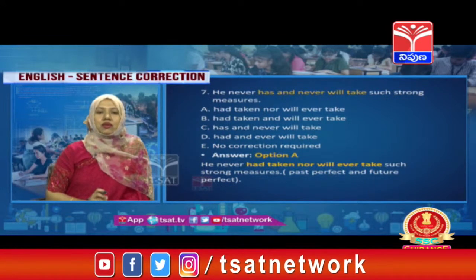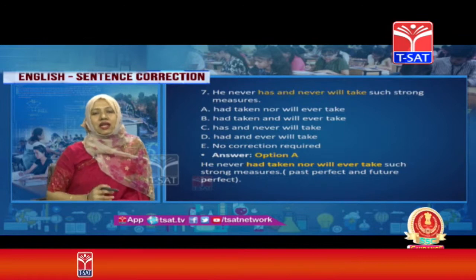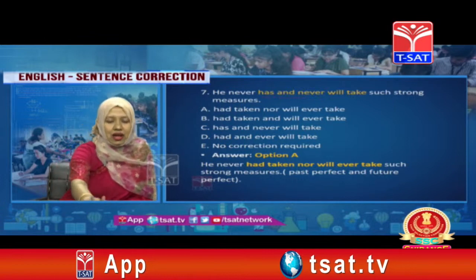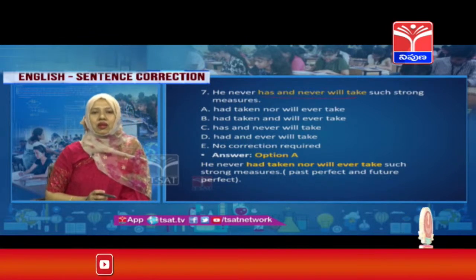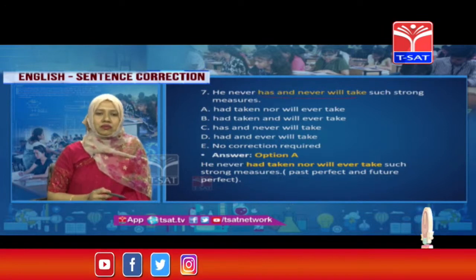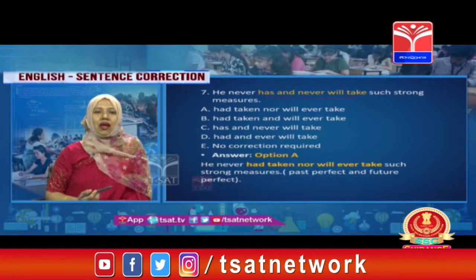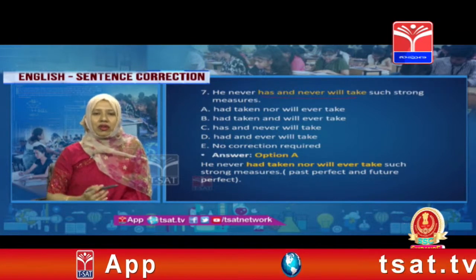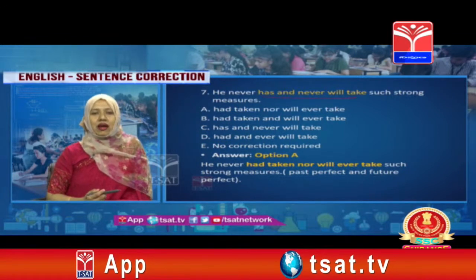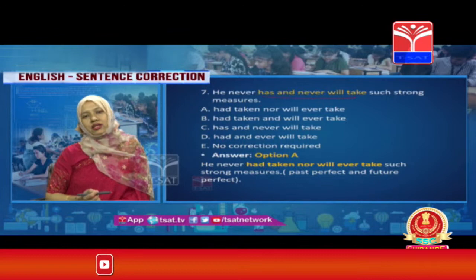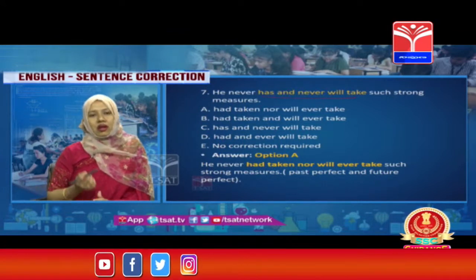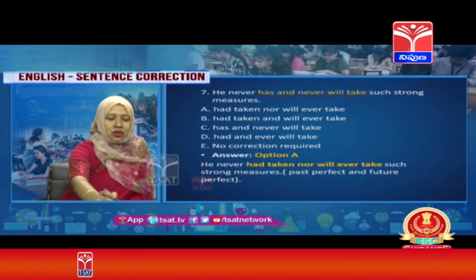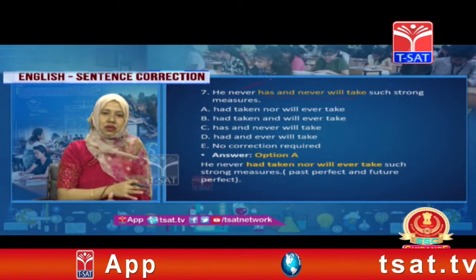Let's move to the next. He never has and never will take such wrong measures. Now again there is a mistake in these highlighted words, has and never will take. Now let us look at what the mistake is here. First let us read the options. Had taken, nor will ever take, had taken and will ever take, has and never will take, had and ever will take. Option E, no correction required. Now how to identify the mistake? He never, never is used. So never means something in the past.